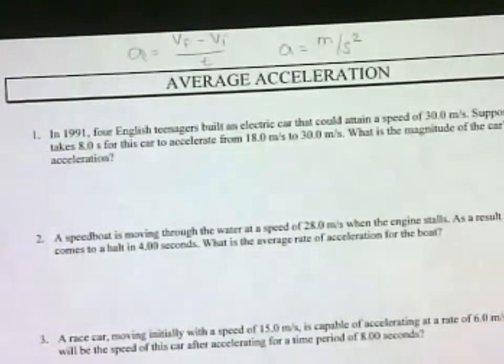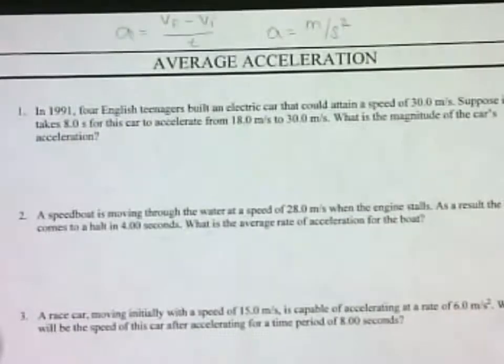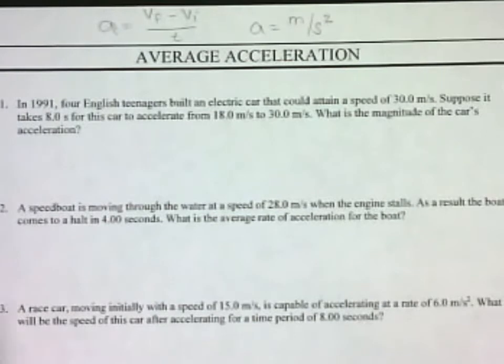All right, so our first question says, in 1991, 4 English teenagers built an electric car that could attain a speed of 30 meters per second. Suppose it takes 8.0 seconds for this car to accelerate from 18 meters per second to 30 meters per second. What is the magnitude of the car's acceleration?